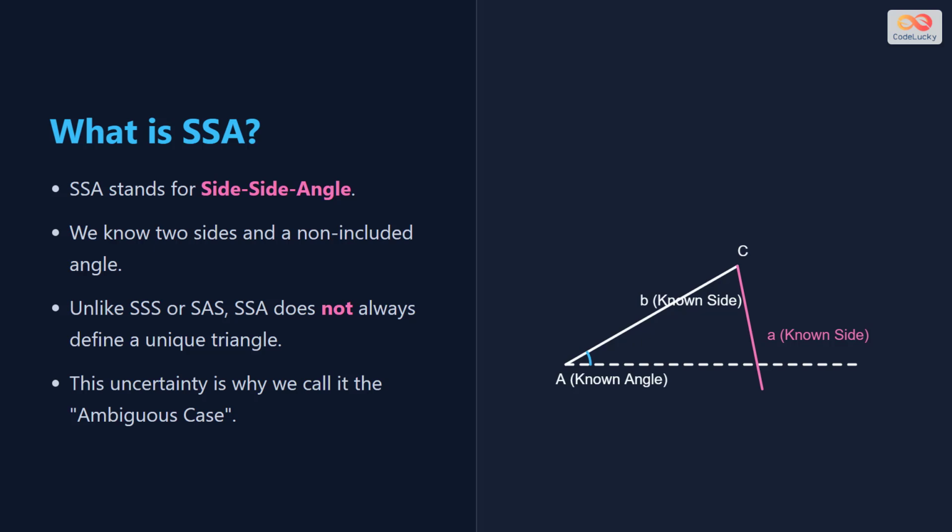Let's first define what SSA means. It stands for side-side angle. This is the situation where you are given the lengths of two sides and the measure of an angle that is not between those sides. Unlike other cases like side angle side, SSA does not always guarantee a single unique triangle. That uncertainty is why we call it ambiguous.